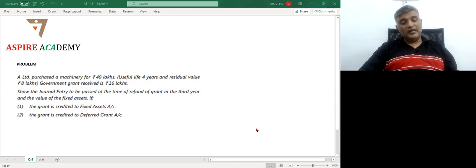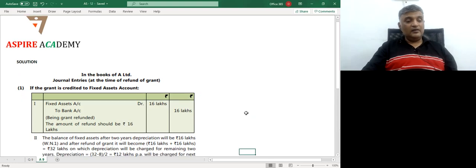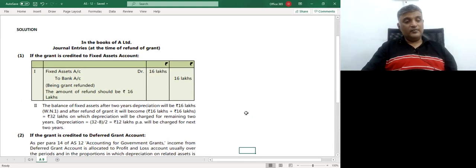But they also ask you something else. You have to compute the value of the fixed asset also. What is the value of the fixed assets? Initially it is 40 lakhs and then you claim depreciation, and then after refund, what is the value of the fixed asset? That is important. Okay. Now let's look at the first thing. If the grant is credited to the fixed assets account, I said the entry is fixed asset to bank 16 lakhs, which is simple. But what about the balance of the fixed asset?